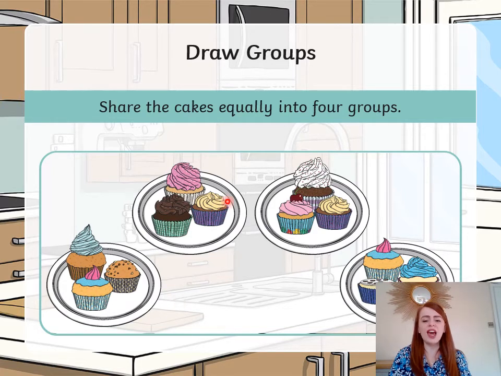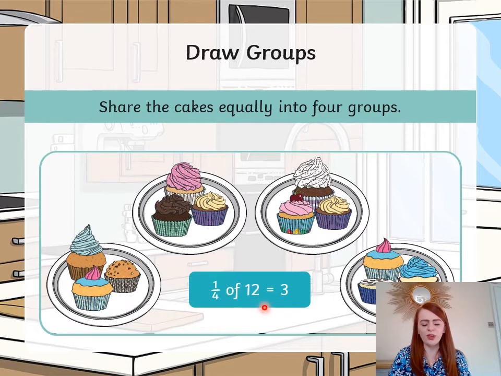And you can see now that they have shared out the 12 cakes between 4 groups, and in each group there is 3 cakes, and all of these groups are equal. So 1 quarter of 12 equals 3.